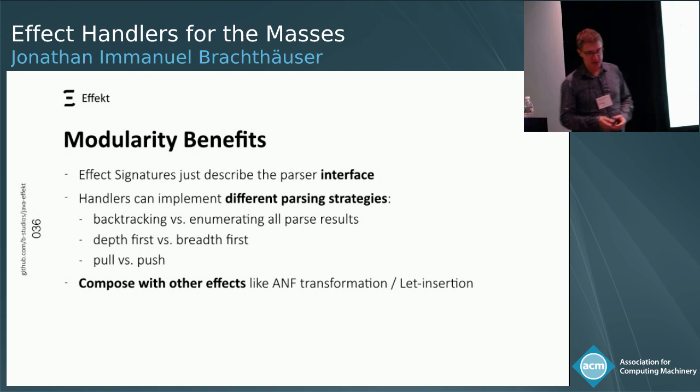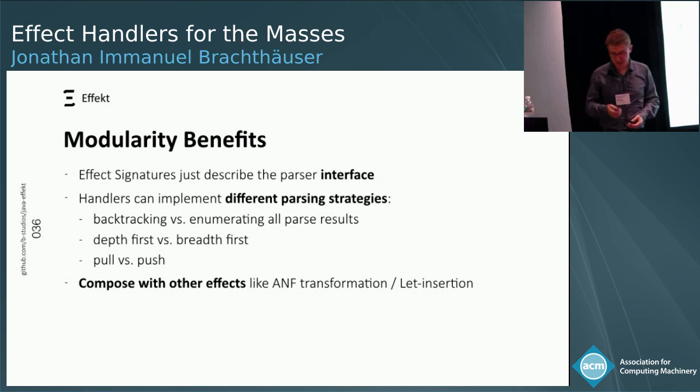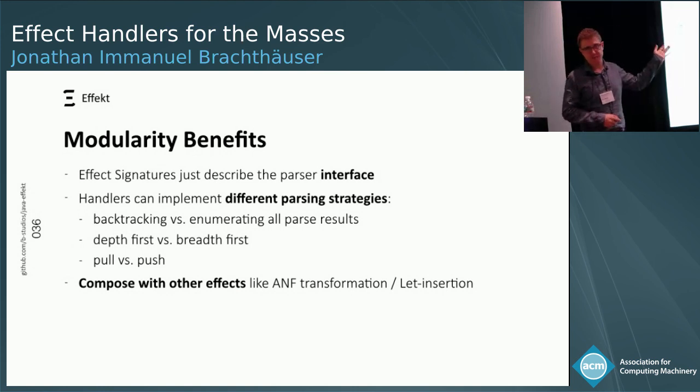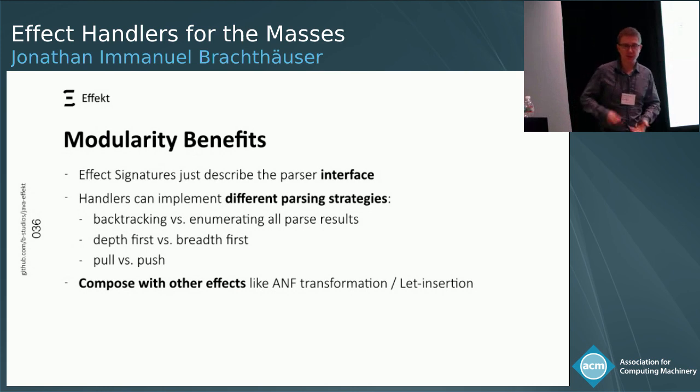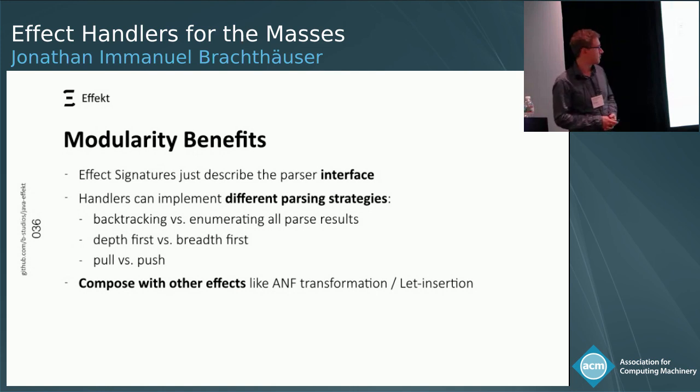For instance, we could implement a backtracking parser that just searches for the very first parse result. But similar to our collect example before, we could also have a parser that enumerates just all possible results. Even more interestingly, we could implement it as a depth first parser, but also as a breadth first parser. That is, we interpret the alternatives of our grammar as different processes, and then the handler itself could be implemented as a scheduler on these processes, implementing a breadth first parsing strategy.